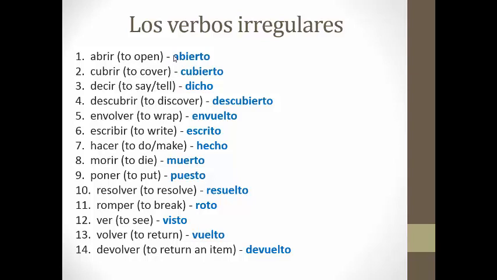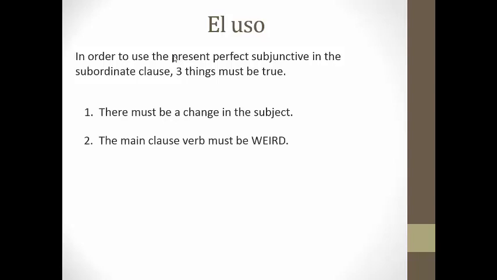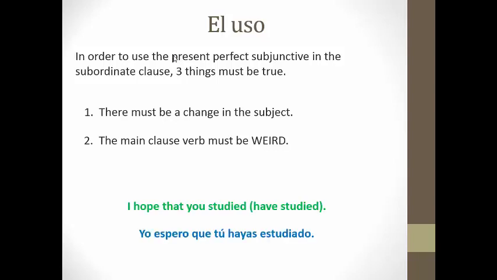Okay, so let's talk about how we would use the present perfect subjunctive. 3 things are going to have to be true. Number 1, there's going to have to be a change in subject. Number 2, your main clause or your first verb in the sentence must be weird. Okay, so these 2 things are probably sounding very familiar to you, because that's what had to be true in order to use just regular present subjunctive. And the third thing is that the subordinate clause verb has to be in the past.